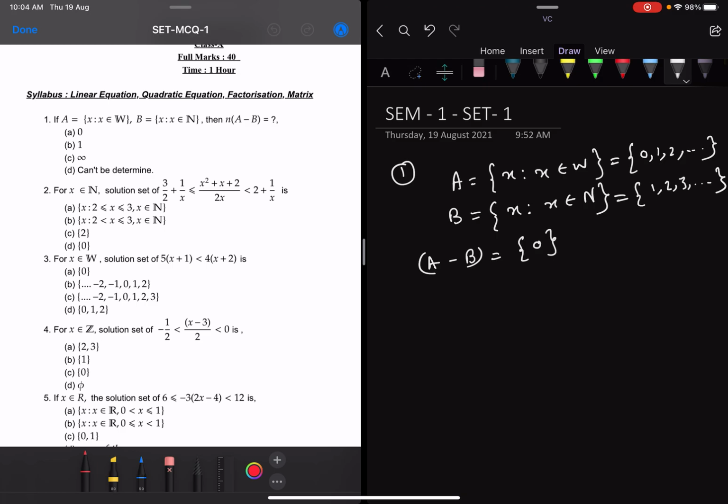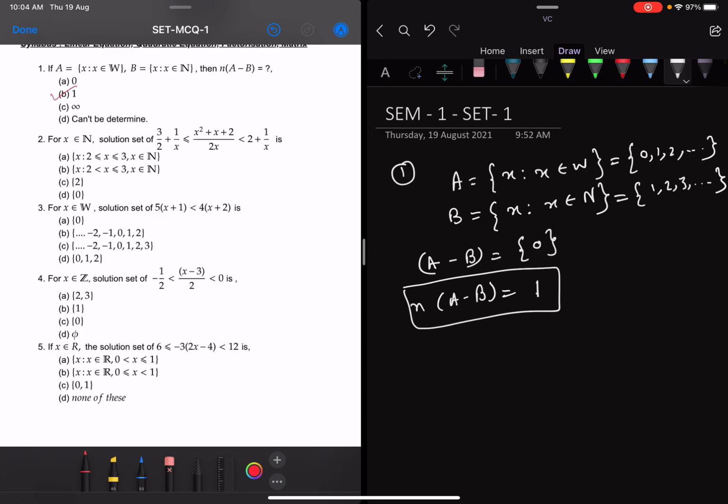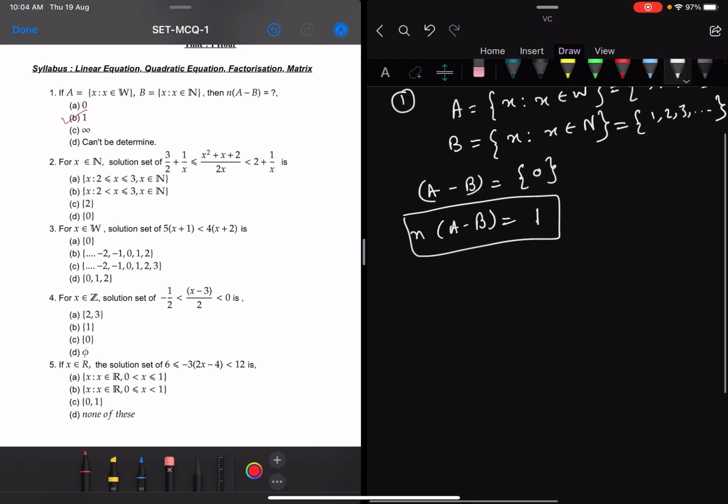That means A difference B is 0 only. So the number of elements in A difference B is 1. So the correct option is B. The next one, number 2, the solution for this equation.